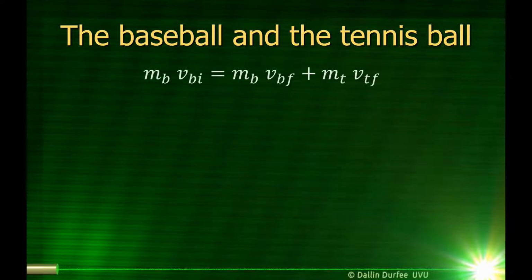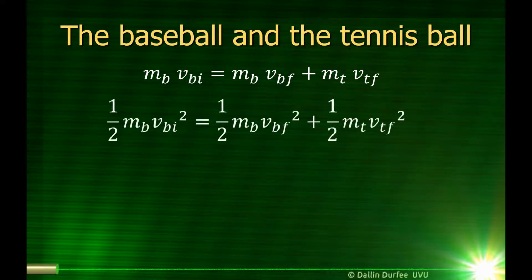So let's use our conservation of momentum equation and our kinetic energy equation to solve this. Our momentum equation says the initial momentum is equal to the final momentum. The initial momentum is just the mass of the baseball times the initial velocity of the baseball. There's no term for the tennis ball because its velocity is 0 initially. The final momentum is the mass of the baseball times the final velocity of the baseball plus the mass of the tennis ball times the final velocity of the tennis ball.